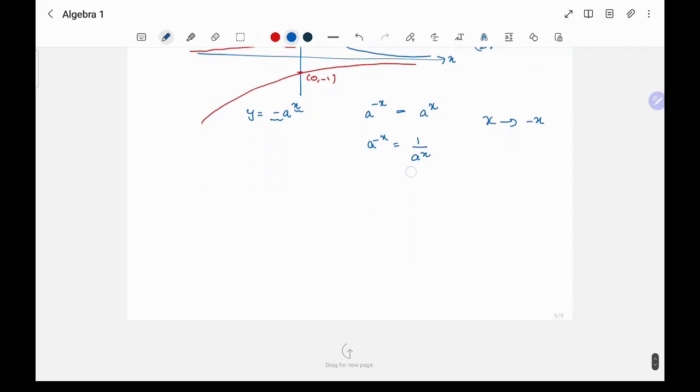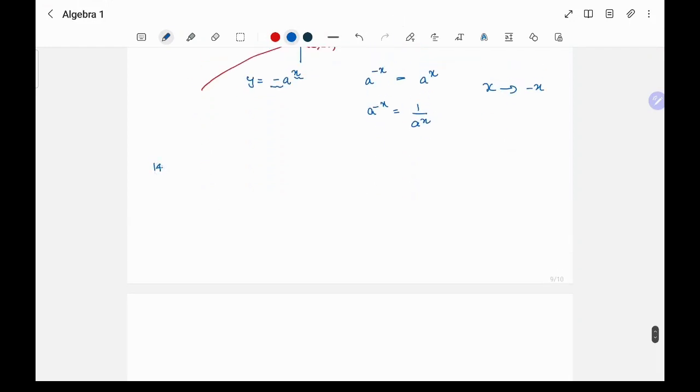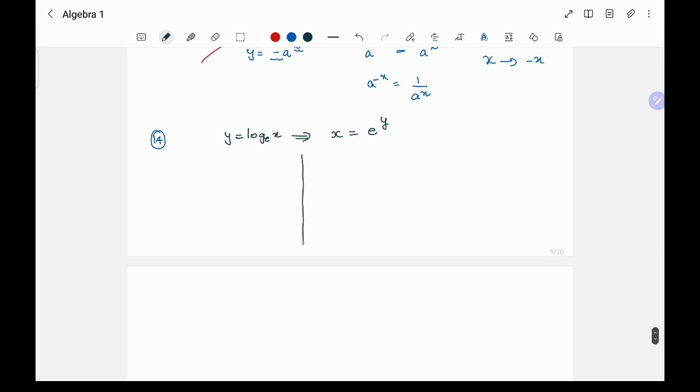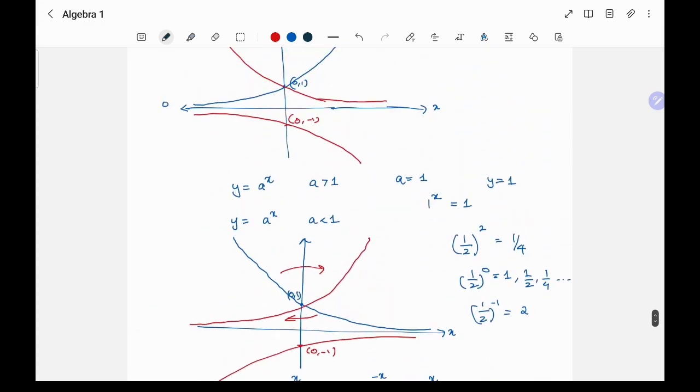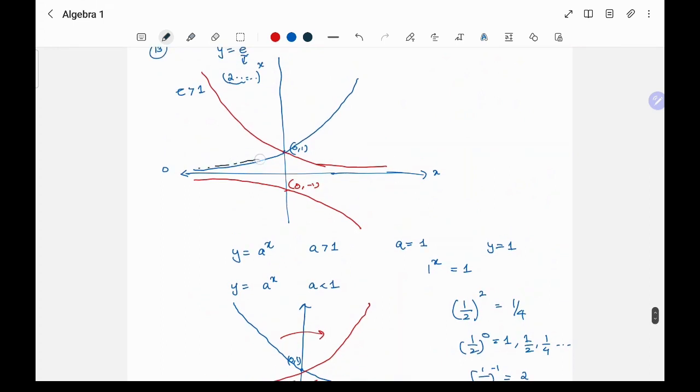So next we'll see logarithmic functions. So y equal to log x. This is nothing but the same as saying log e x. It is the same as saying x equal to e power y. Okay. So what happens when x equal to e power y? Whatever is there, this curve, right, it will just shift to the x axis. So we'll get something like this.